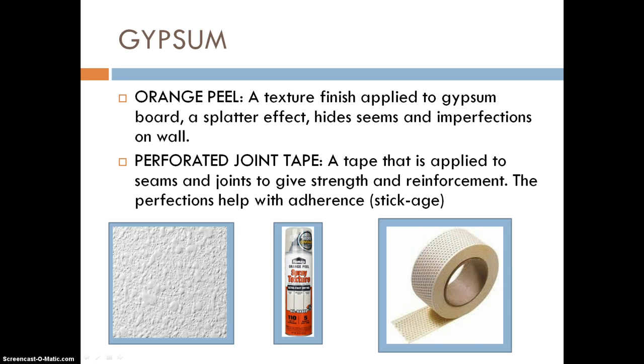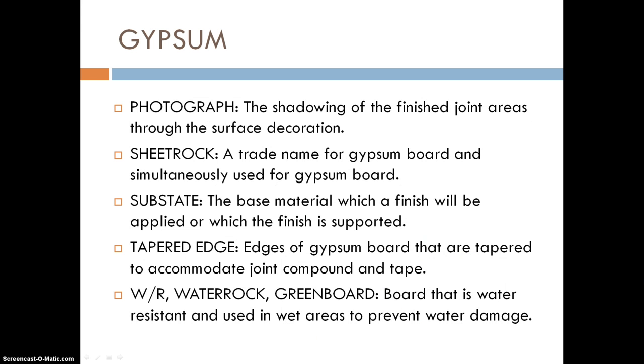Perforated joint tape, a tape that is applied to seams and joints to give strength and reinforcement. The perforations help with adherence. Also with the orange peel, it can be put on by spray texture in a bottle, and there's a picture of that below. Photographing, it's a shadowing of the finished joint areas through the surface decoration. Sheetrock, a trade name for gypsum board, and it's commonly used for gypsum board. Substrate, the base material on which a finish will be applied or by which a finish is supported.